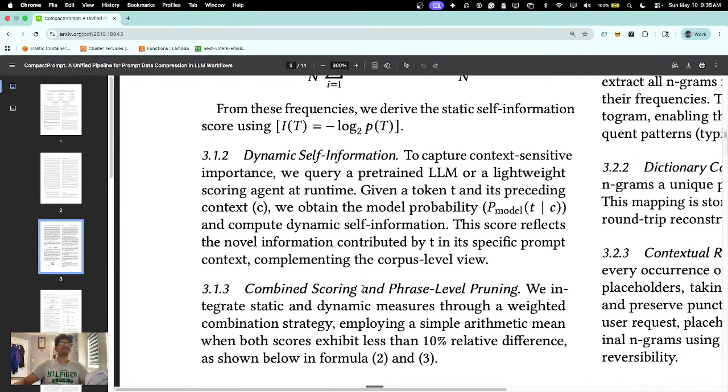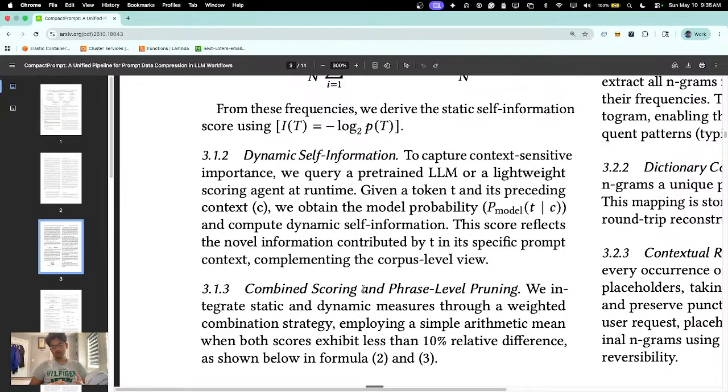Now we move on to dynamic self-information. So this really just addresses the issue with static self-information in that now your self-information score is context aware. Well, your tokens were always context aware, but now your score is too. And how we do that is by taking a token and feeding its preceding context, so its preceding set amount of tokens, into a pre-trained LLM. And when you put it into this pre-trained LLM, a probability distribution will spit out.